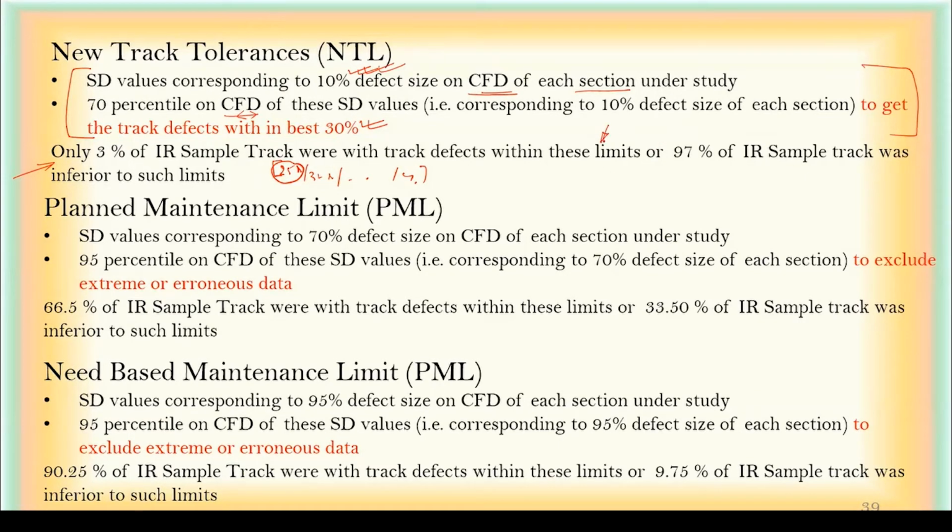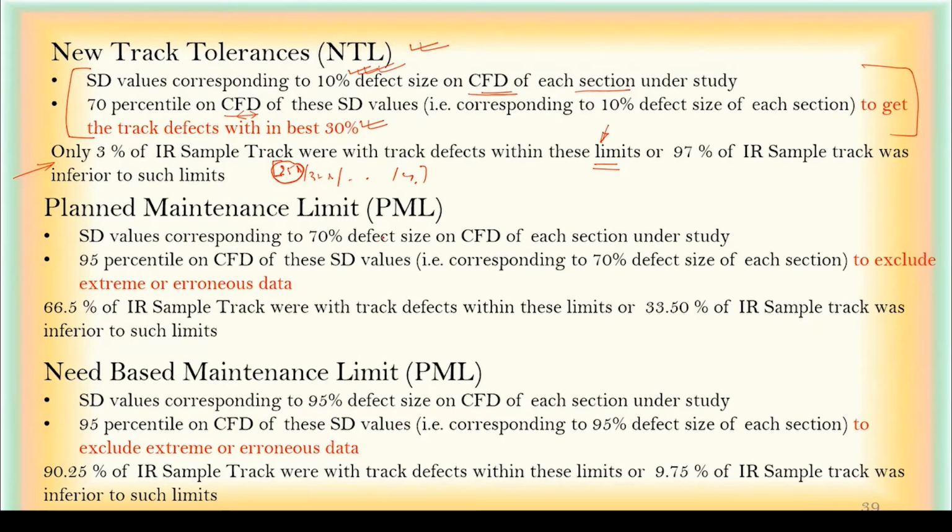So we have set our new track tolerances to such a standard that we can generally say that Indian Railway में 3% से ज़्यादा track इस tolerance limit में maintain किया हुआ नहीं है. If we extrapolate the data, otherwise sample size में 3% was the limit. Only 3% of Indian rail track was within this limit. So that was based for new track limit.